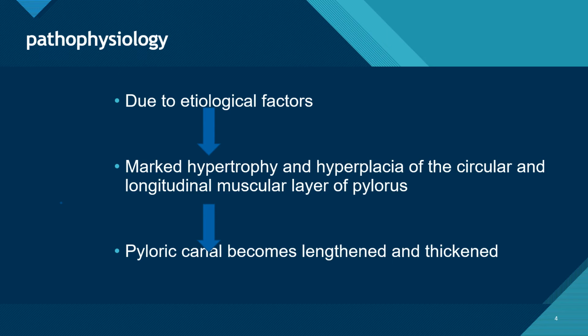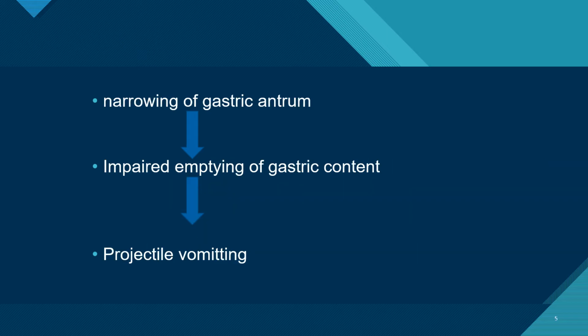Okay, due to those etiological factors, there will be hypertrophy and hyperplasia in the pylorus, which will lead to thickening and lengthening of the pyloric canal. Next, due to that thickness of the pyloric canal, the gastric antrum will become narrow, which will lead to impaired emptying of gastric content, and which leads to projectile vomiting. This is one of the most important signs and symptoms of pyloric stenosis. Okay, that is your projectile vomiting.